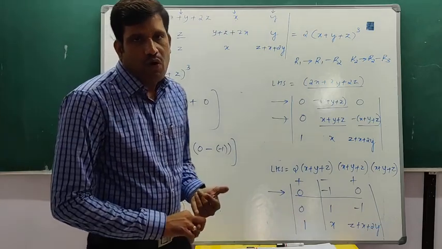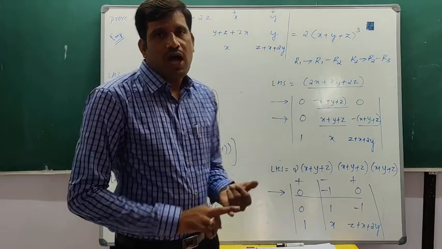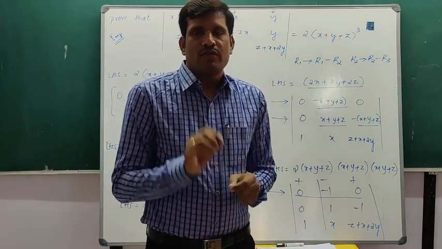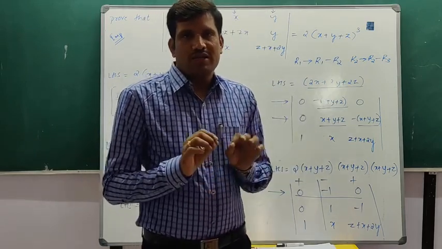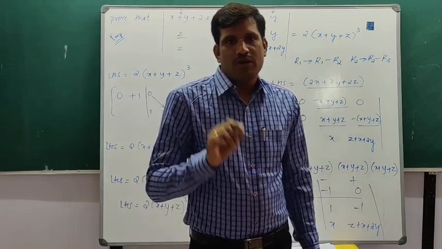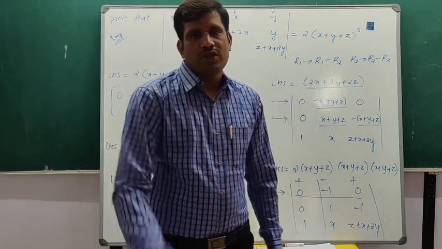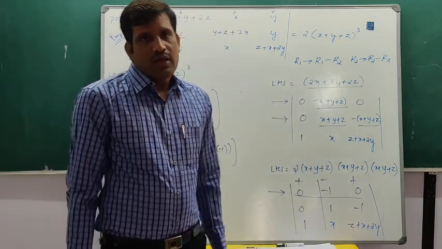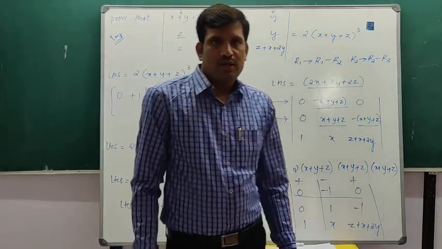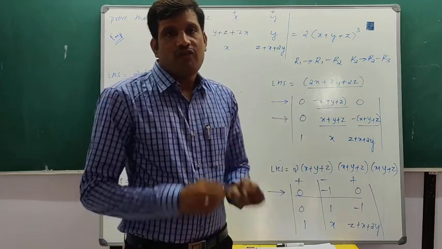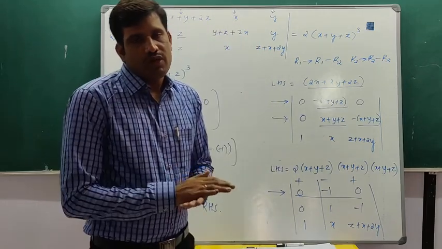If all the elements in a row or column are not equal to 1, then we are going for R1 changes to R1 plus R2 plus R3. After doing that, we should verify whether all the elements in a row are the same. If we are getting the same element, we take that element common. After taking that element common, all the elements in a row are equal to 1. Then we do C1 minus C2 and C2 minus C3. If not, then we go for C1 changes to C1 plus C2 plus C3.